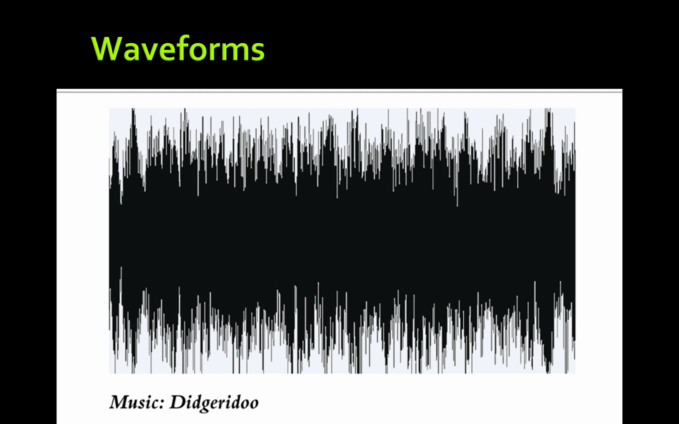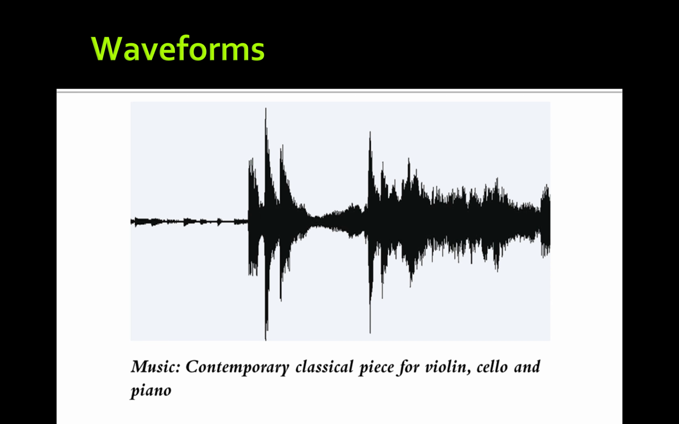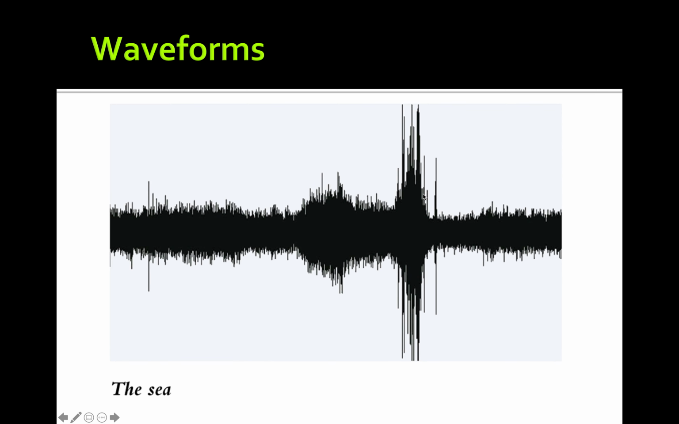This is another sound wave for another sound source. This is a classical piece with violin, cello and piano. So we have three different instruments playing classical music, and then you can see their sound waves. They are still producing different types of sound waves. If you want, you can record it and plot it inside Audacity or some other software, and then you will see something like this.